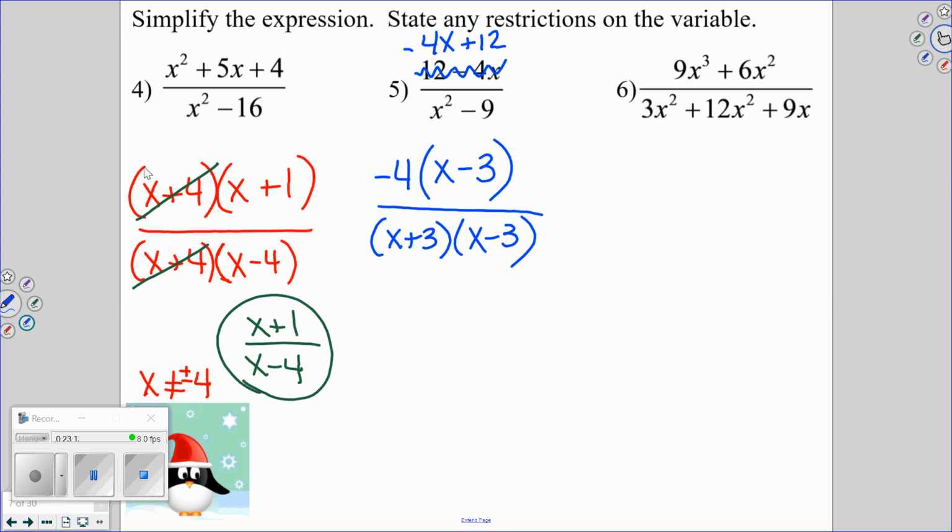Restrictions. What can x not equal? Why can x not be plus or minus 3? It put a 0 on the bottom. I want to make sure you're understanding why we're doing this. Okay? Anything cancel? Good. So negative 4 over x plus 3.